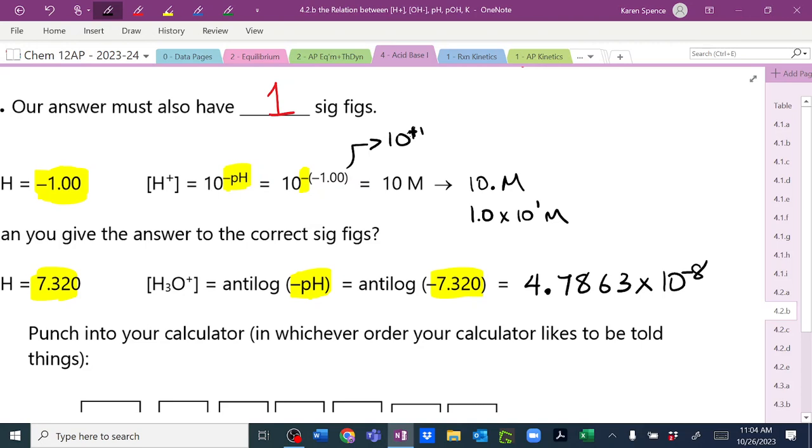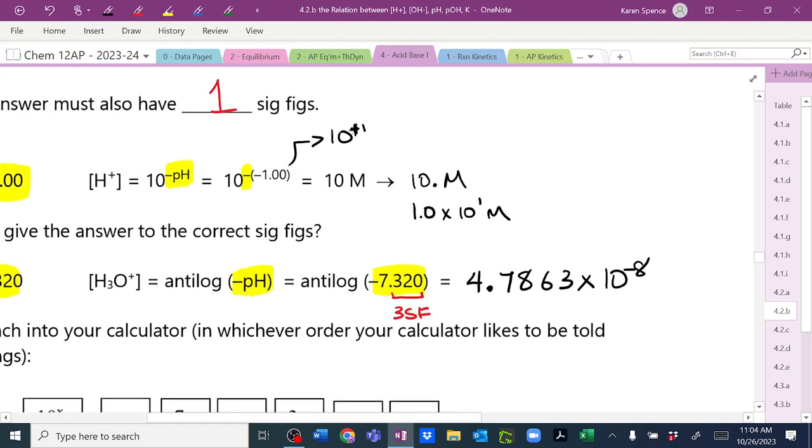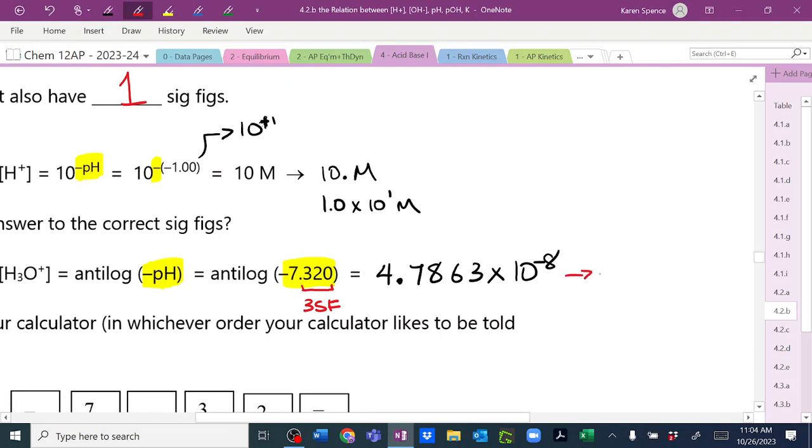Oh, I haven't put it to sig figs yet. Is that the number that you got? That is the number that we got. Now, how many sig figs should we have? We should have 3 sig figs because in pH, it's only after the decimal, so 3 sig figs. So this is then going to round to 4.78 times 10 to the negative 8.